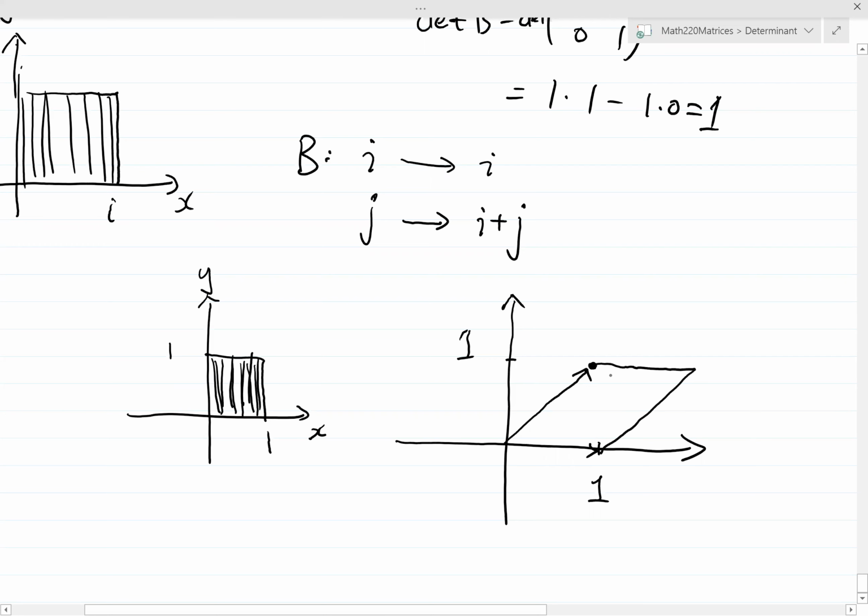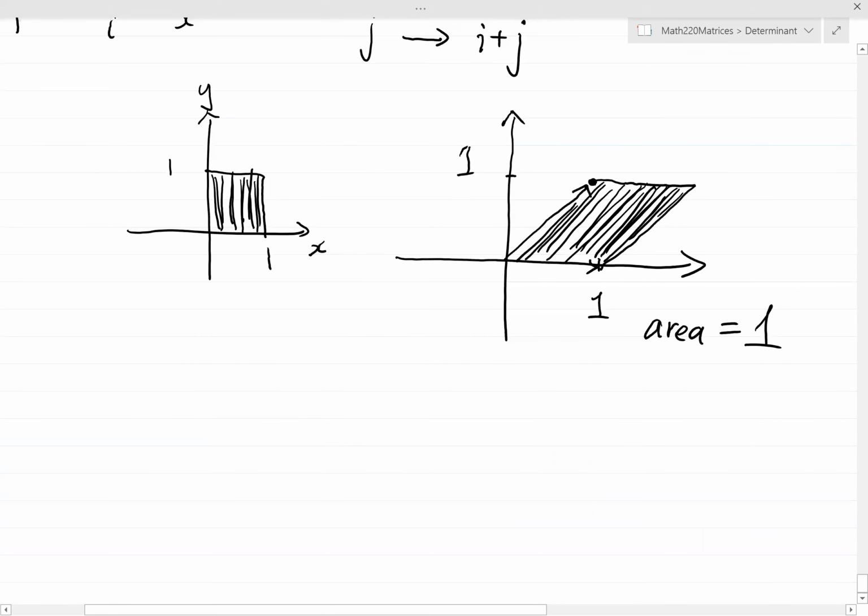This parallelogram, you see, has base 1 and height 1, so it's 1 times 1. So again the area equals 1. The area does not change. It just changes the direction, but it does not change the height.